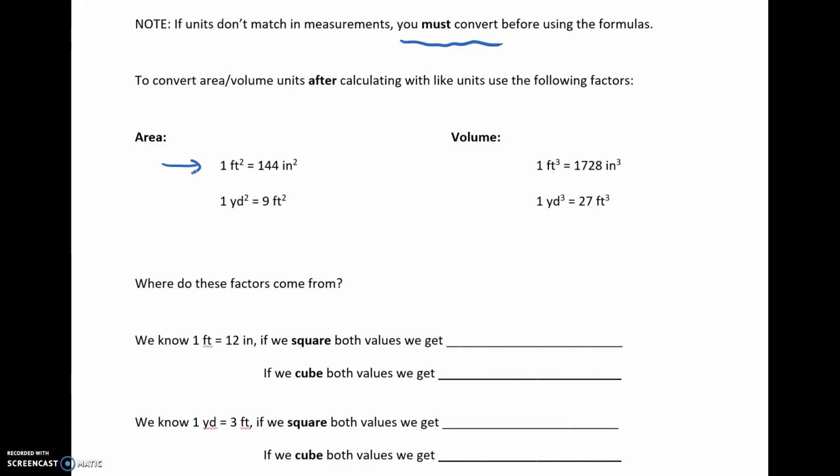1 square foot is equal to 144 square inches. Why is that? We know 1 foot is equal to 12 inches, and if we square both sides, we get 1 square foot is equal to 12 squared inches squared. 12 squared is equal to 144.